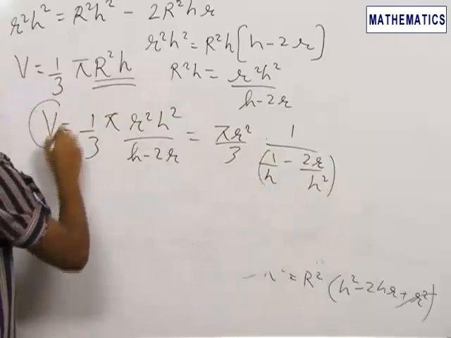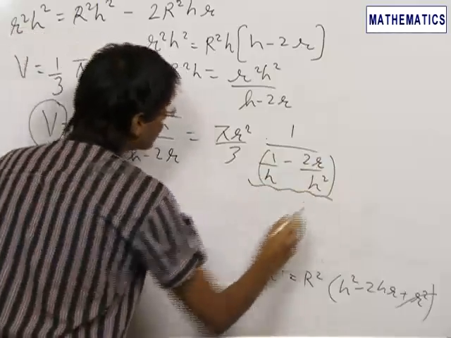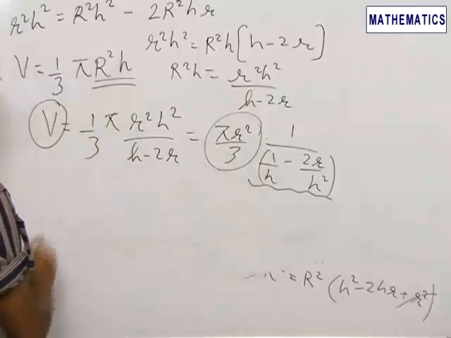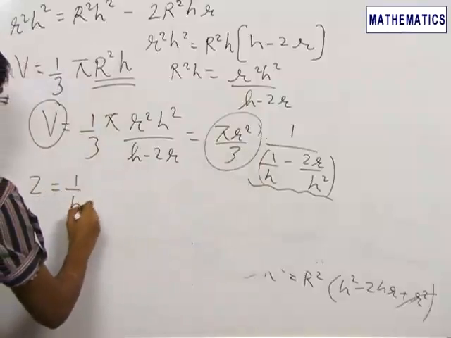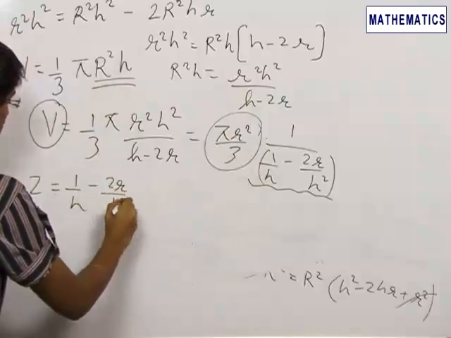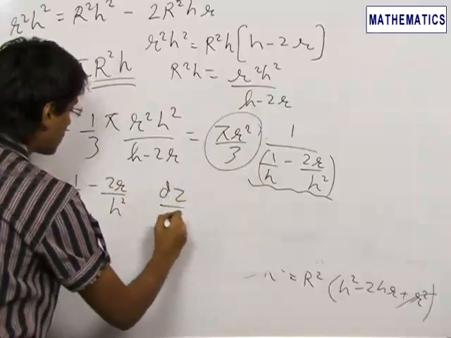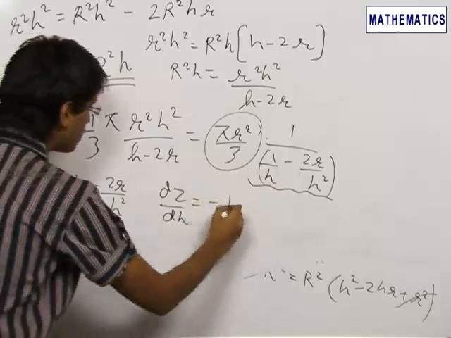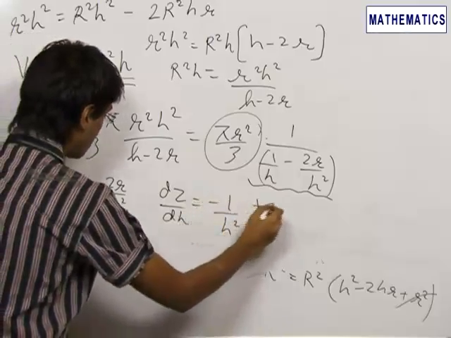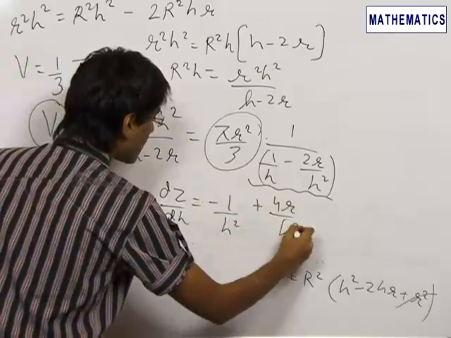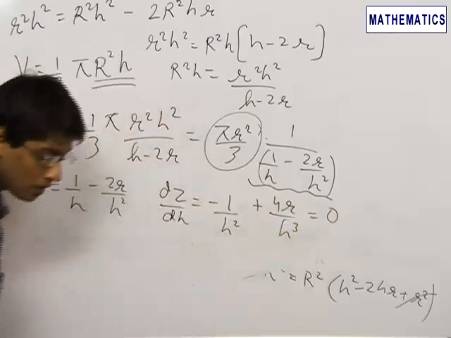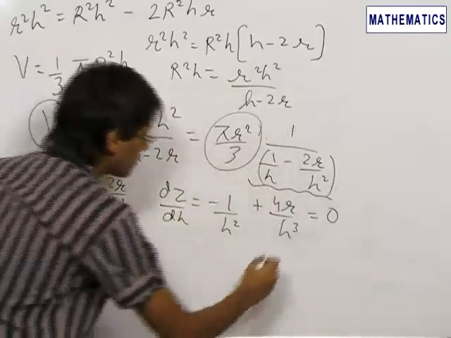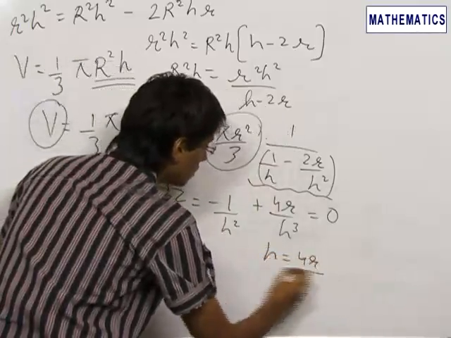Now in order to minimize the volume, the denominator has to be maximized because this thing is constant. So let us write z is equal to 1 by h minus 2r by h square. dz by dh, which is the differential of z with respect to h, is equal to minus 1 upon h square plus 4r upon h cube is equal to 0 for maxima. This gives us h to be equal to 4r.